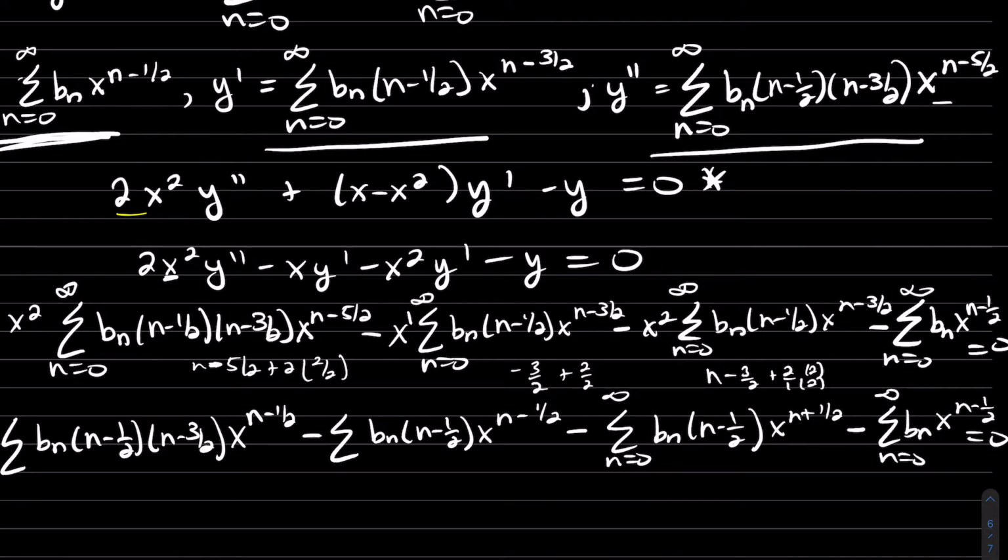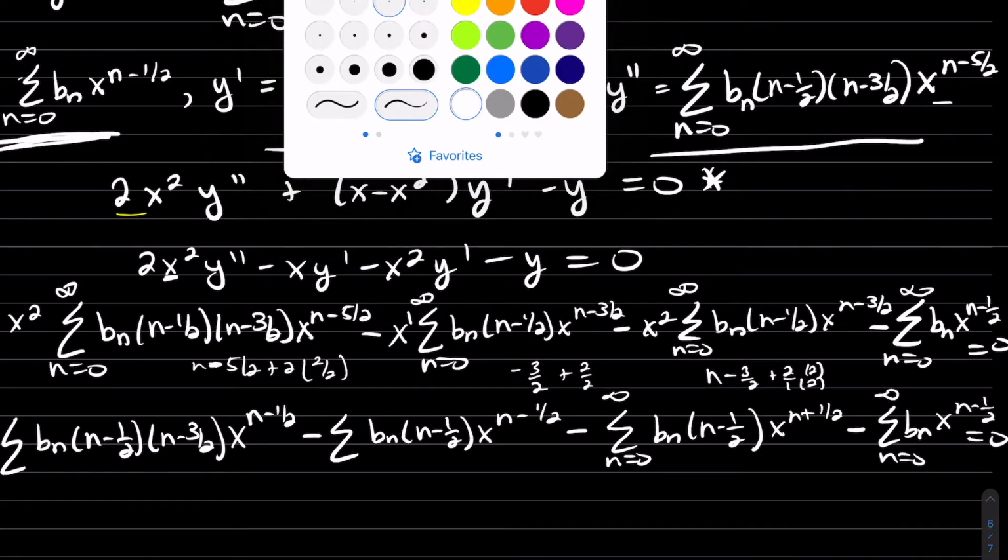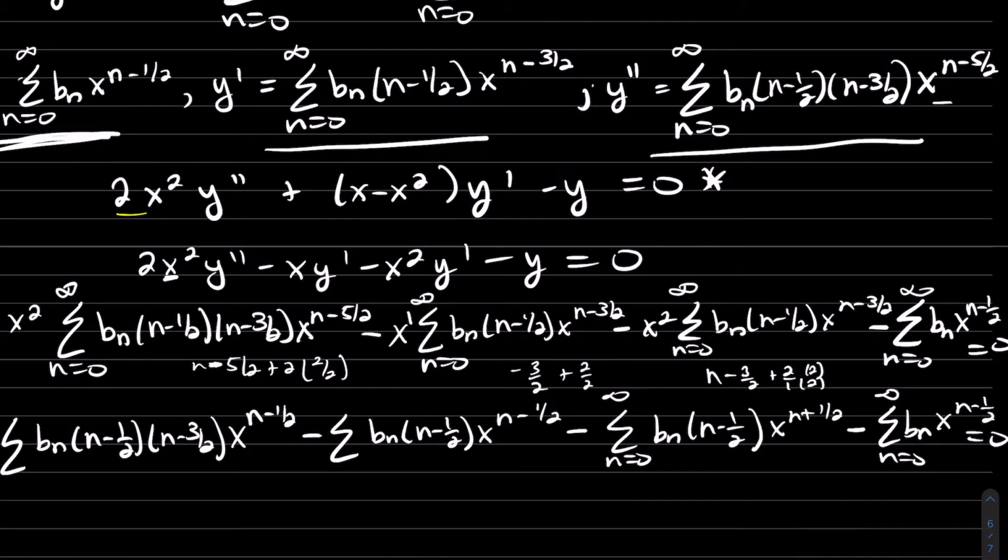Okay, so now let's test where we're at. These are all at 0. So we plug in, let's see the power. This is x to the minus 1/2. This is x to the minus 1/2. This is x to the positive 1/2. And x to the minus 1/2.